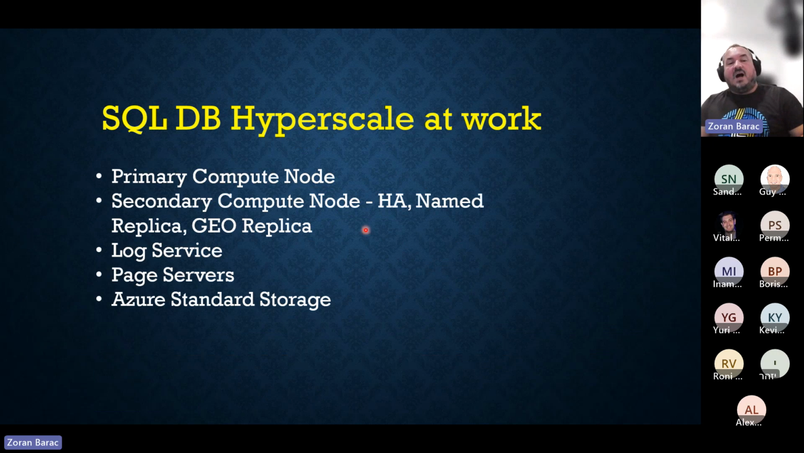So how does Hyperscale work? How does it accomplish that, what is that architecture actually offering in the back, and how does it look and work? We're going to talk about the premium compute node and secondary compute node. We're going to mention HA, that's read scale out and HA replicas, named replicas and geo replicas. We're going to talk about the log service, page servers, which are really important, second tier, and Azure standard storage.